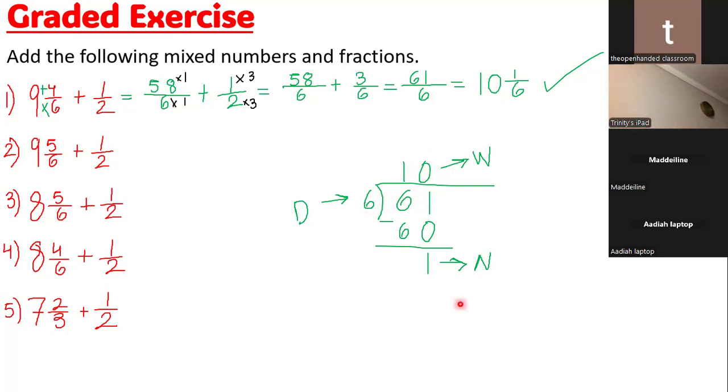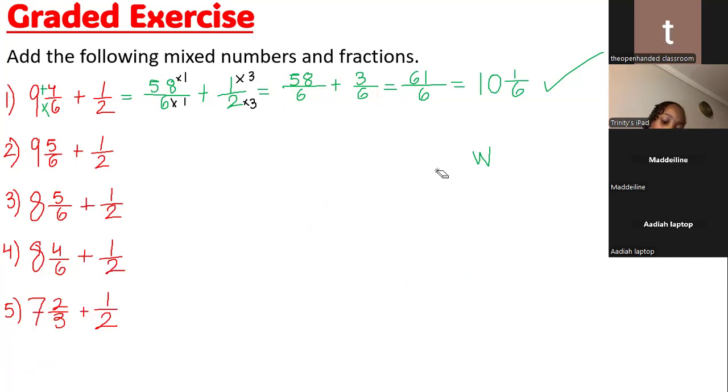I was asking, they all put 58/6 plus 3/6. I was asking where I got 3/6. Oh, because 1 times 3 is 3, and 2 times 3 is 6. You understand that? Yes, sir. Good. All right, so let's go ahead and do another one.